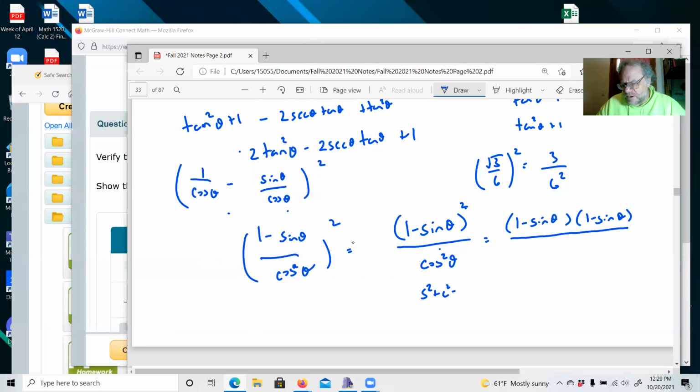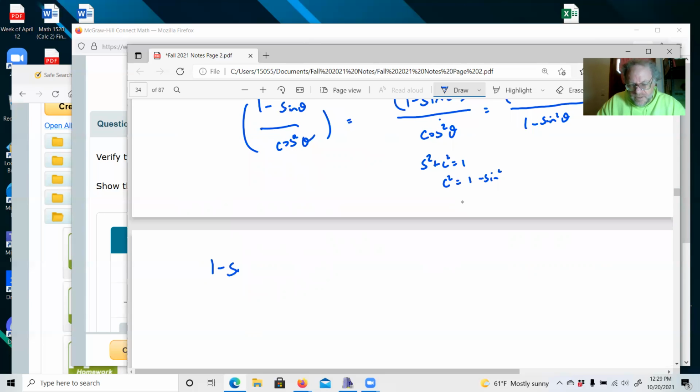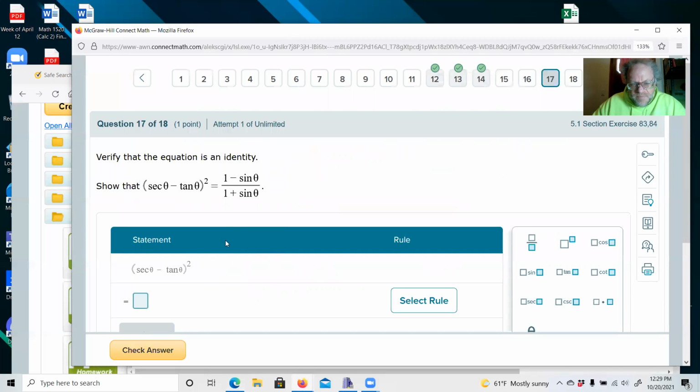Sine squared plus cosine squared equals 1. So cosine squared equals 1 minus sine squared. So we have sine squared down here, 1 minus that. And then we could pull that apart. We could say this is 1 minus sine theta, 1 minus sine theta, all divided by 1 minus sine theta times 1 plus sine theta. And then some stuff cancels, and we end up with 1 minus sine theta over 1 plus sine theta. Okay, is that what we wanted? It is what we wanted.